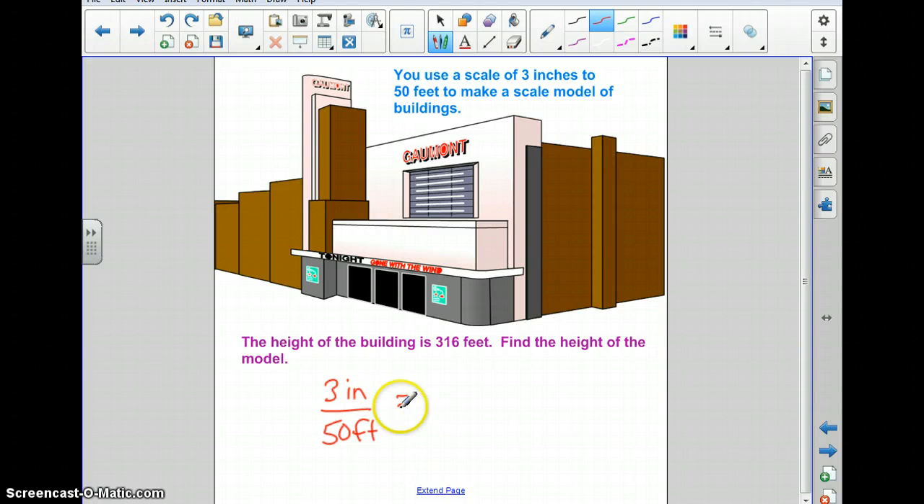Well, when I do this, I want to set up my inches on top, feet on bottom. So I need the inches on top, and I need feet on bottom so that they match. Inches, inches, feet, feet. Now, what do they tell me in the problem? They tell me that it's 316 feet. So I fill that in. What they want to know is what is the height of the model, and the height of the model is going to be in inches. So I'm going to give that my variable. That's going to be x. And I can solve this the same way.